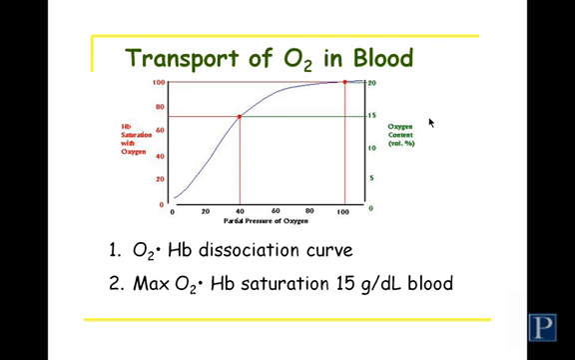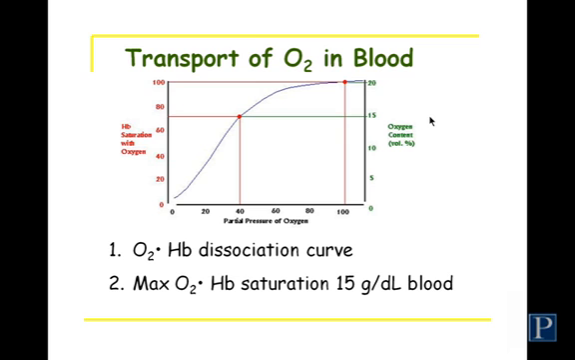If I tell you that for every gram of hemoglobin that we have, we can carry 1.34 mils of oxygen, so if I have 15 grams of hemoglobin for every deciliter of my blood, I can carry 20.1 mils of oxygen per deciliter of blood. Now that's assuming 100% saturation.